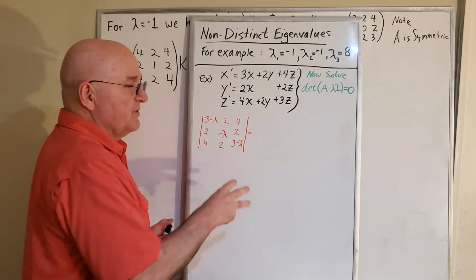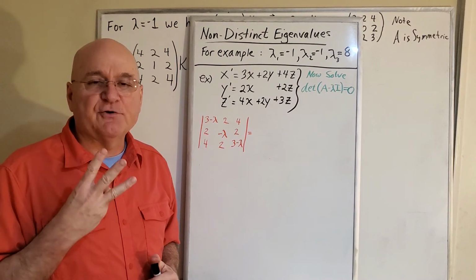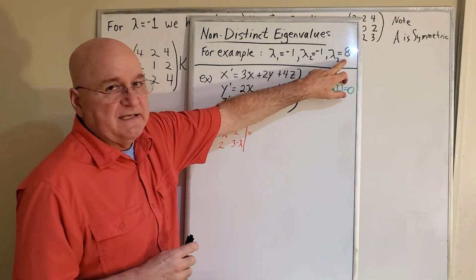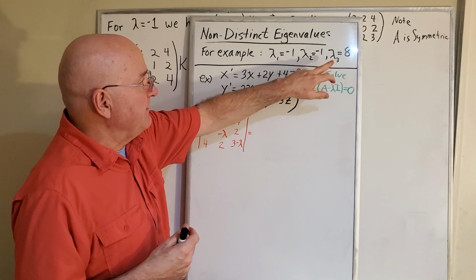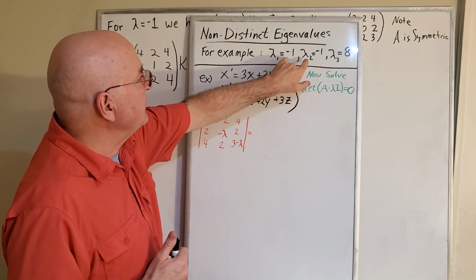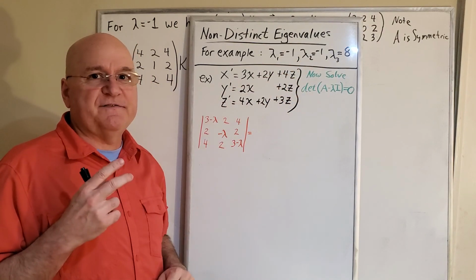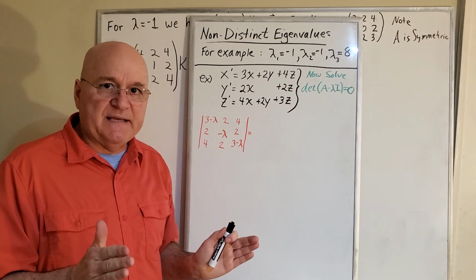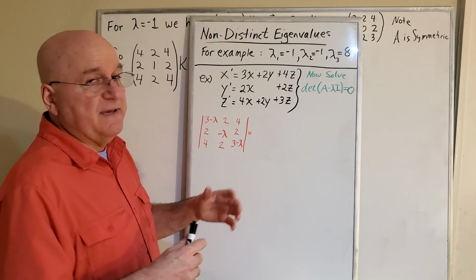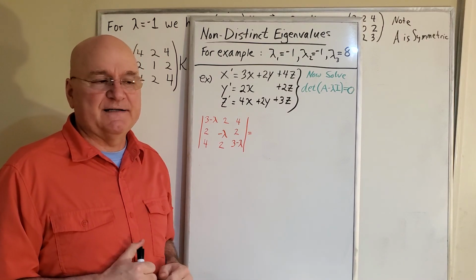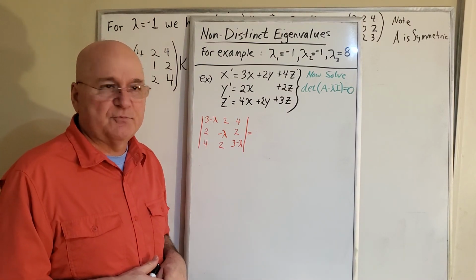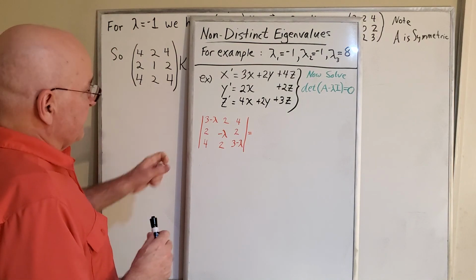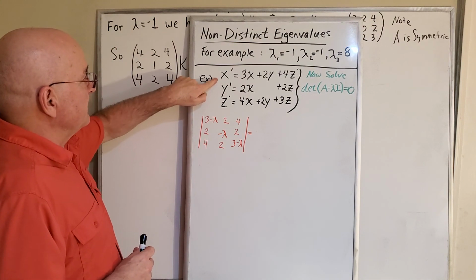In this case, we're still going to find three linearly independent eigenvectors. Of course, we'll get one for lambda equal 8, the unique lambda. In this one, where they're not unique, we're still going to find two eigenvectors that are linearly independent, that are going to make the solution look very similar to the previous example. So let's dive in. Here's our example.